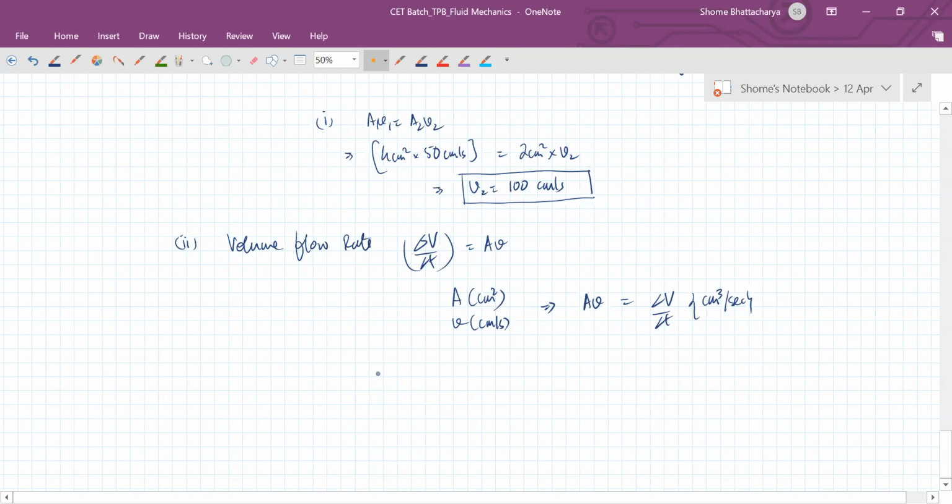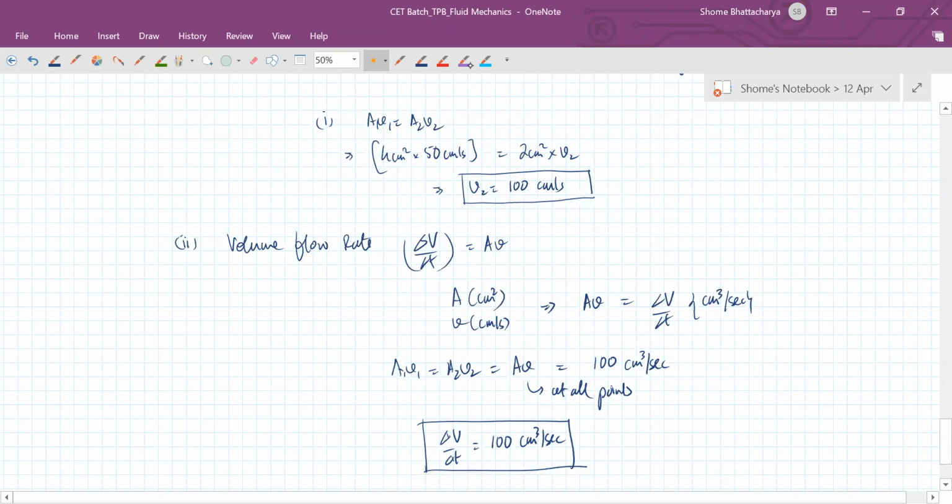Okay. So in this case A1 V1 is equal to A2 V2 is equal to A into V at all points. Okay. And that product is equal to 100 centimeter cube per second. So volume flow rate is 100 centimeter cube per second.